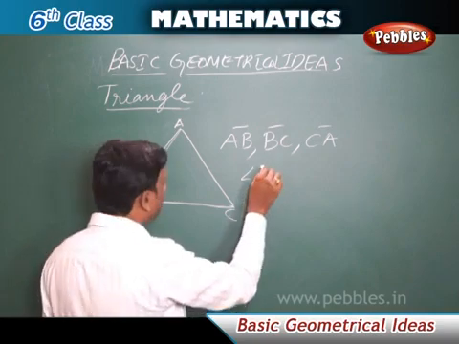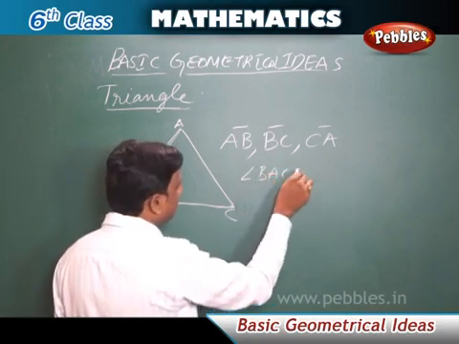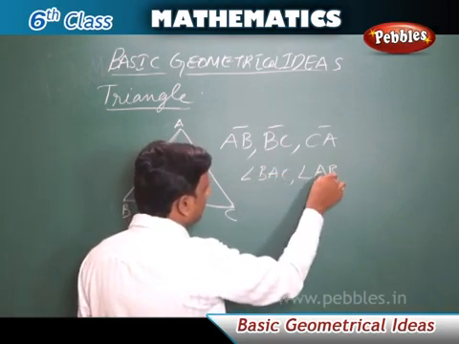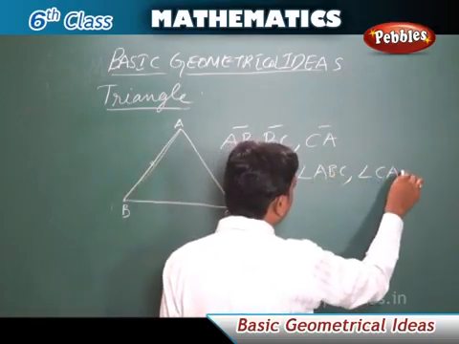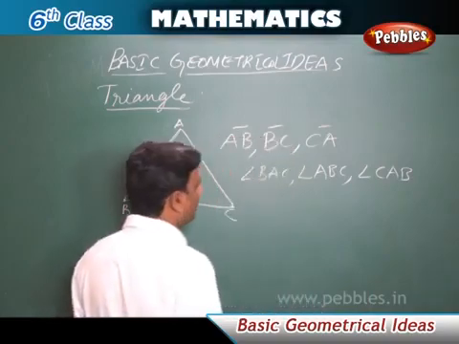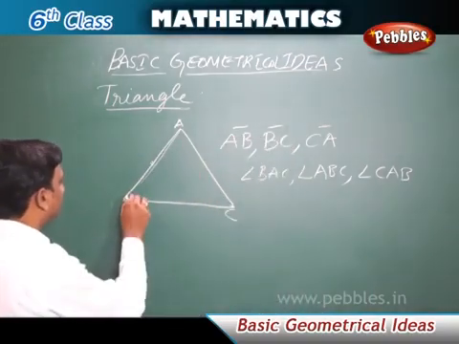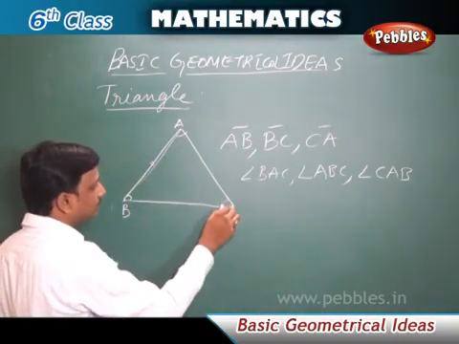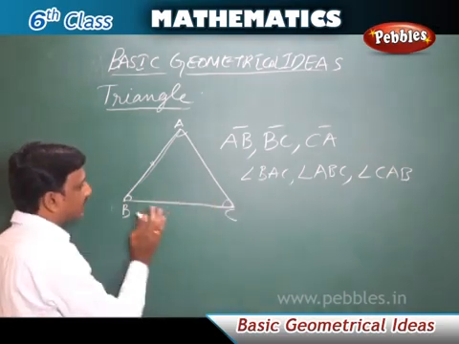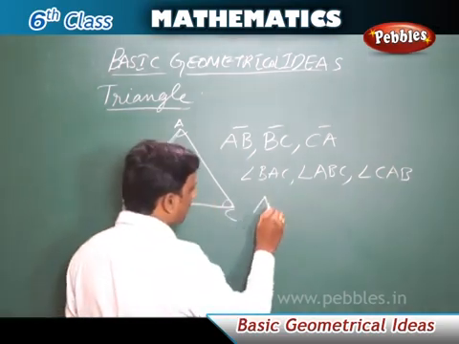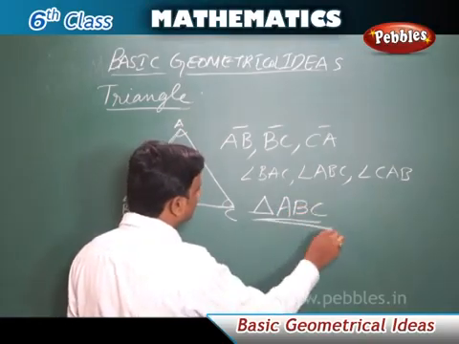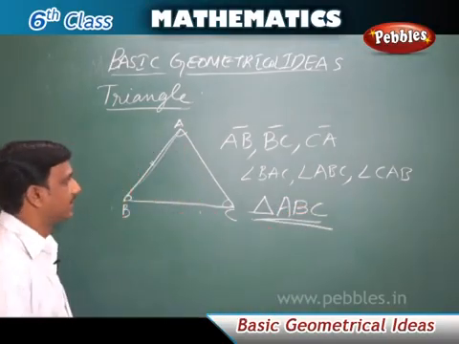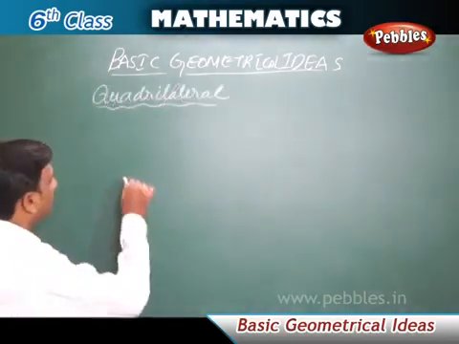Angle BAC, angle ABC, angle CAB. So they make three angles. Here three angles. And the total figure is denoted as triangle ABC. So this is called as triangle ABC. Quadrilateral.